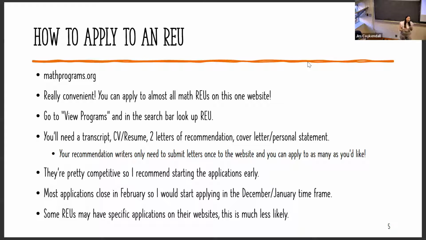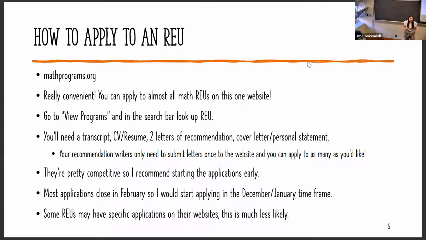REUs are pretty competitive, so I do recommend starting the process really early. The applications close in mid-February. I started very late January, beginning of February, and there were some opportunities already closed to me. So I definitely recommend starting a little bit earlier than that, just to not miss out on any opportunities. The late December, mid-January timeline is what I would recommend if I were to do it again.